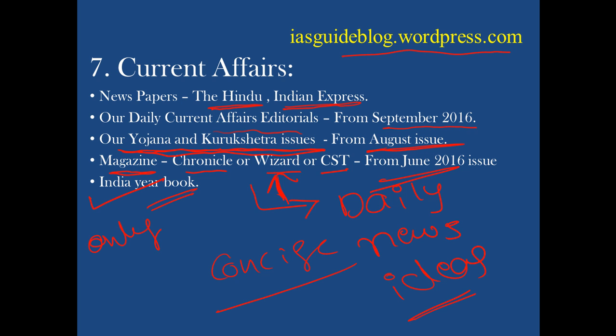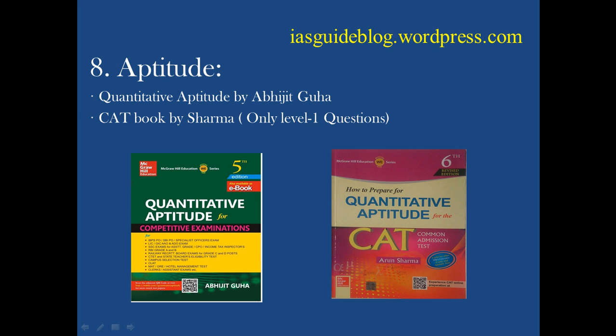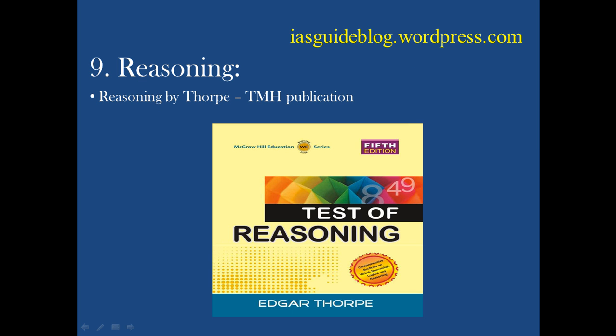Let us go for the next section, aptitude. See, when it comes to aptitude, it is the concept of paper 2. Two books come to my mind. First is Abhijit Guha's book of aptitude, and second is Sharma ji's book, the CAT book. Level 1 questions are more than sufficient, and in quantitative aptitude, the whole book by Abhijit Guha is very important.